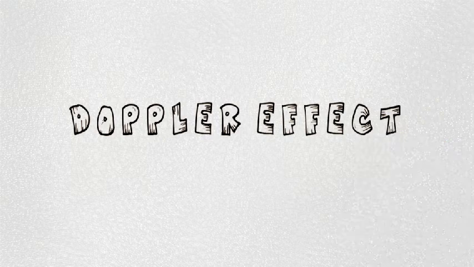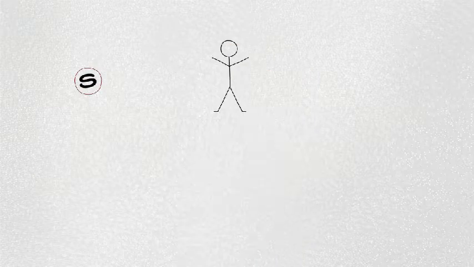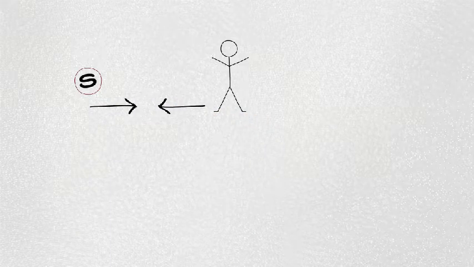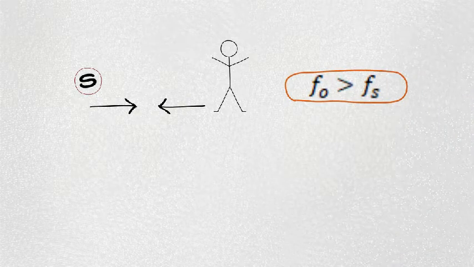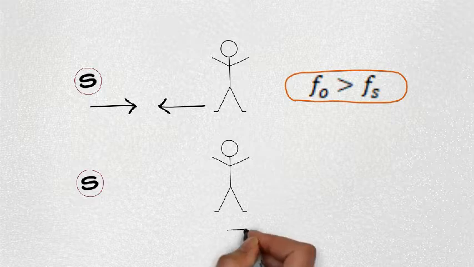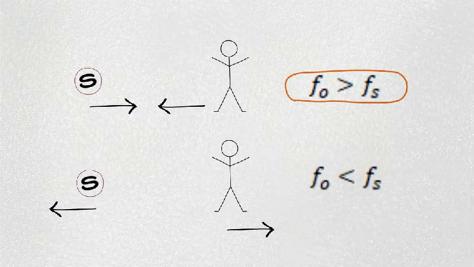Doppler effect. They are the source and the observer. If the source moves toward the observer and the observer moves toward the source, the frequency of the observer is more than the frequency of the source. But if the source moves away from the observer and the observer moves away from the source, the frequency of the observer is less than the frequency of the source.